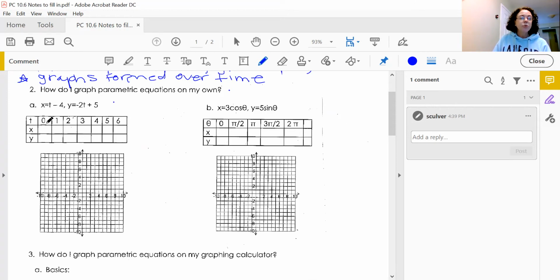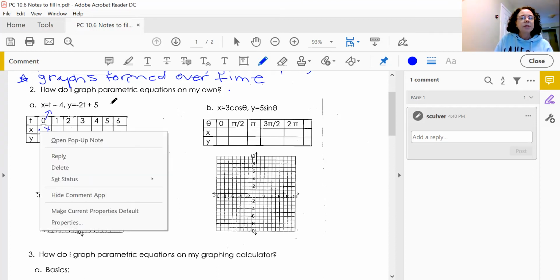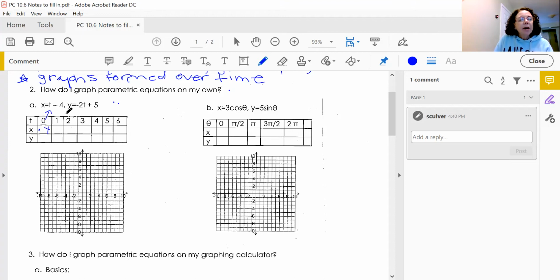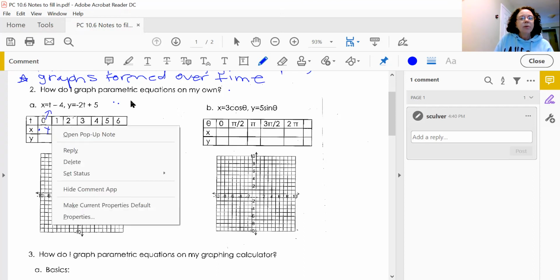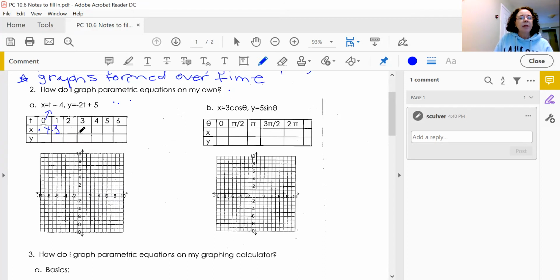So at a time of 0, let's do the first row for the X equation. We put a 0 in for the T, and of course we get a negative 4. It doesn't seem to want to do a negative. That's a negative 4. Okay, and when we put in a 1, we get a negative 3. Those little dots are negatives.